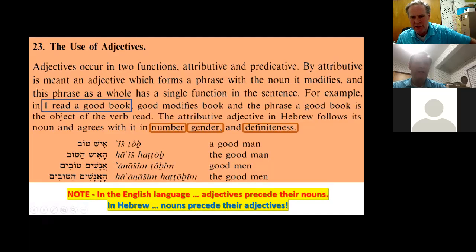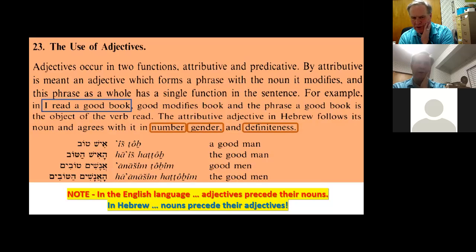Now, notice in English, adjectives come before the noun. So we have a rich lady, an old man, and a young kid or whatever. And in Hebrew, like most of the Latin languages such as Spanish and Portuguese and French, and also Arabic and Hebrew and those languages, it's just the opposite direction. The nouns precede the adjectives. So you say man first and good after. So ish tov or ha-ish ha-tov.